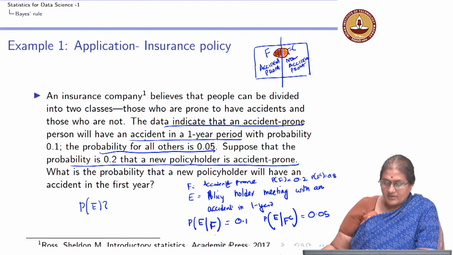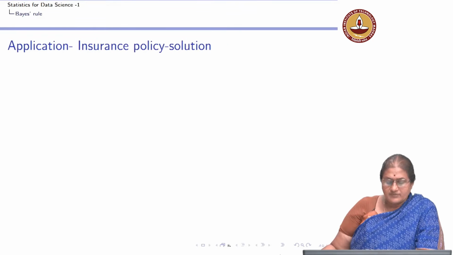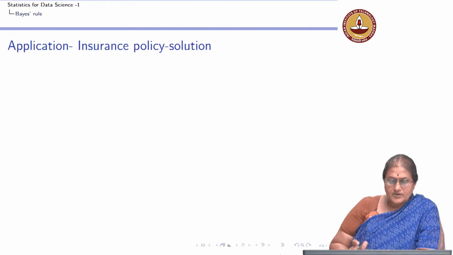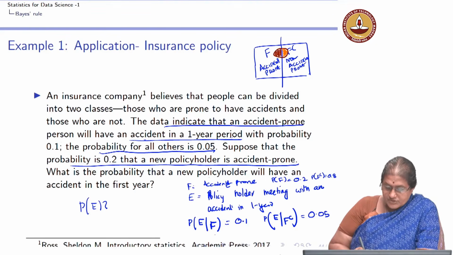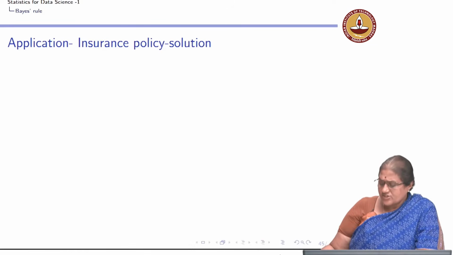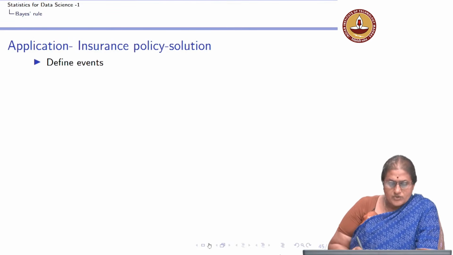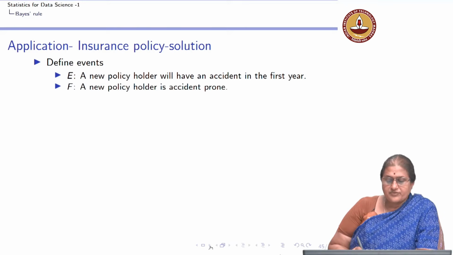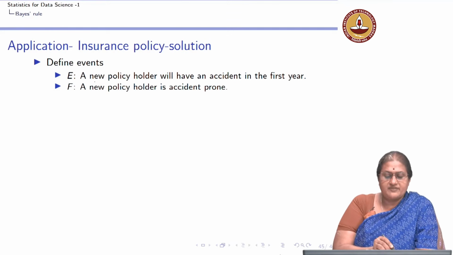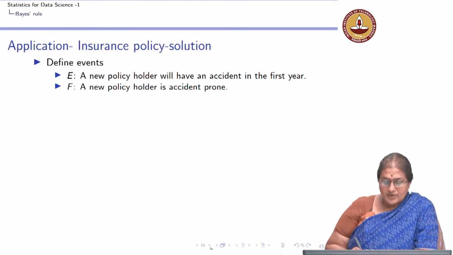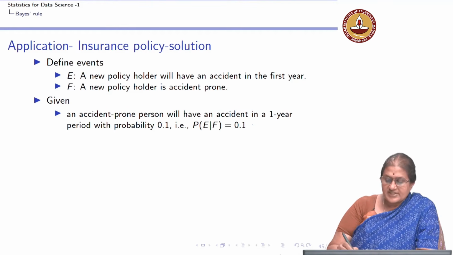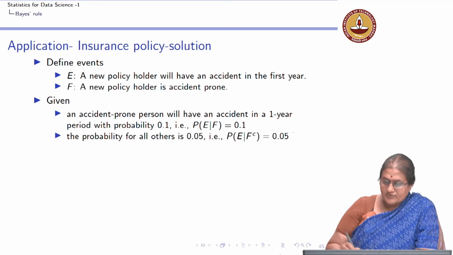So, let us look at the solution in a more structured way. So, again we have defined as before, E is the event that a new policy holder will have an accident in the first year, and F is that a new policy holder is accident prone. So, these are the probabilities given to us as before.